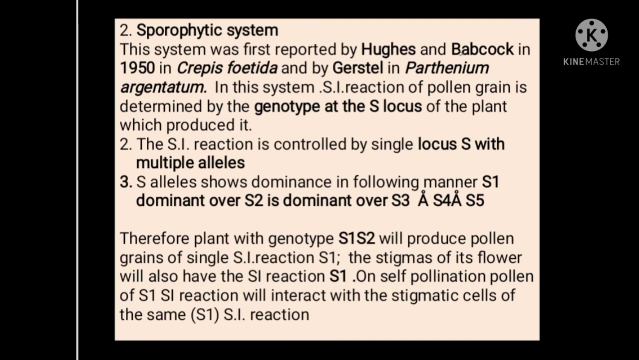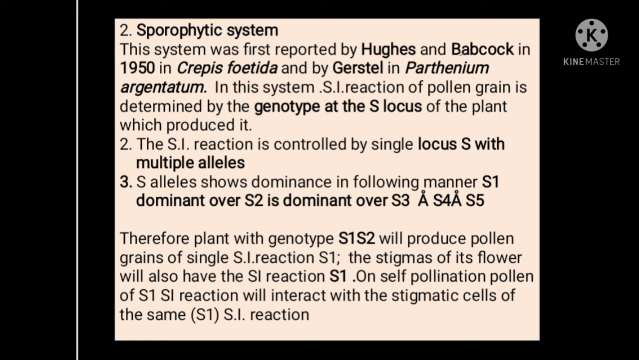The second type is the sporophytic system. This system was first reported by Hughes and Babcock in 1950 in Crepis foetida and by Gerstel in Parthenium argentatum. In this system, the SI reaction of the pollen grain is determined by the genotype at the S locus of the plant which produces it. The self-incompatible reaction is controlled by a single locus S with multiple alleles.